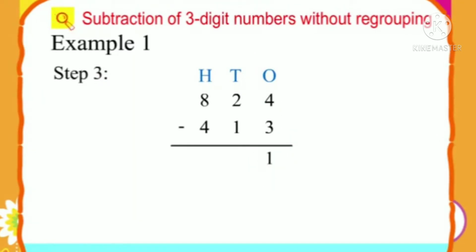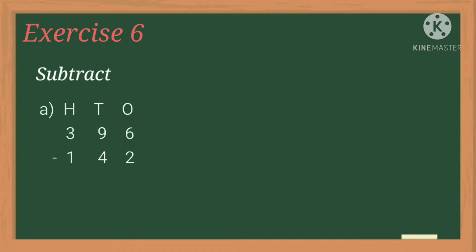Step 3. Subtract the tens. 2 tens minus 1 ten equals 1 ten. Step 4. Subtract the hundreds. 8 hundreds minus 4 hundreds equals 4 hundreds. Answer: 411. Now let's solve the exercise 6.